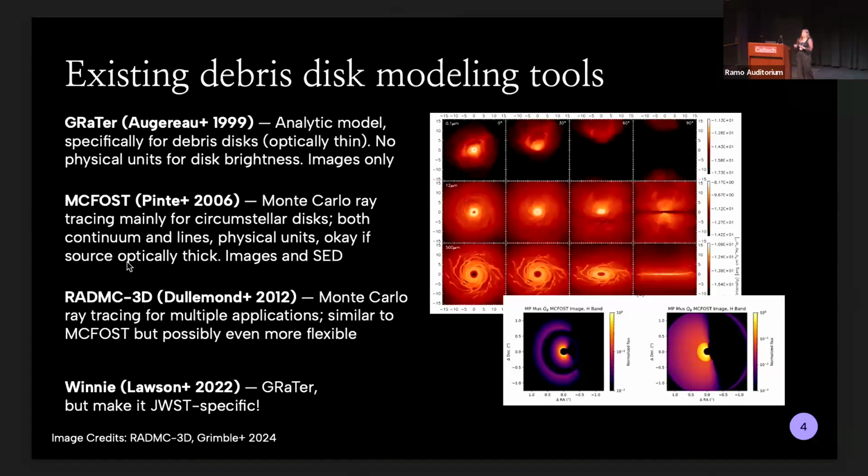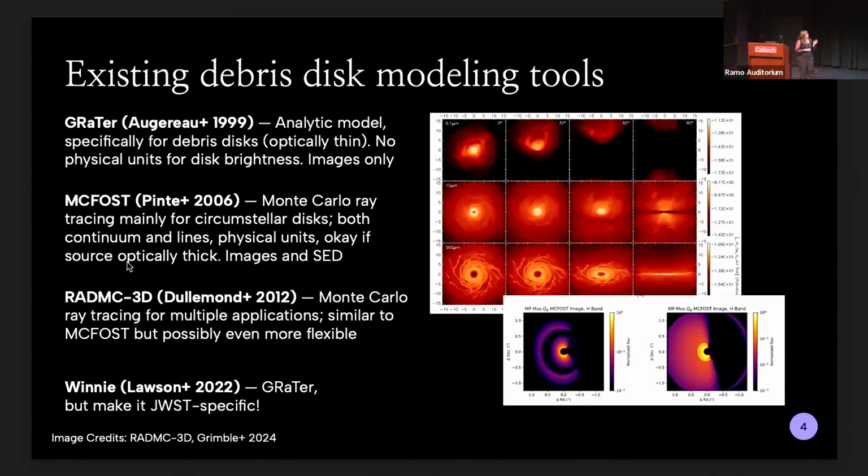So we're talking about debris disk images in scattered light in this talk. To understand them, we really have to make models of disks to know what's going on here. There are a lot of existing debris disk modeling tools, in two main groups. One is analytic models. These are not doing full ray tracing. Instead, you have a dust distribution. The canonical example of this is GRaTeR, which people have been using for quite a while now. And then there are also ray tracing codes that people also use for protoplanetary systems, like MCFOST and RADMC3D. And more recently, there's also Winnie, which is basically GRaTeR, but make it JWST.